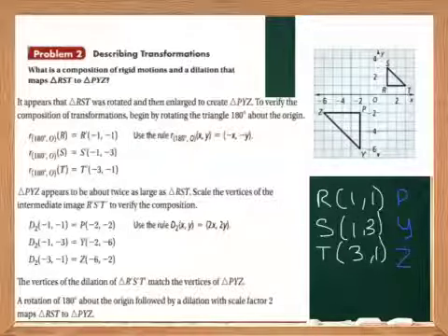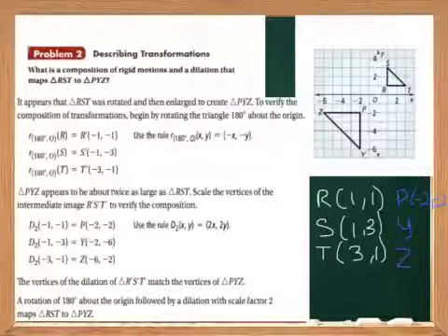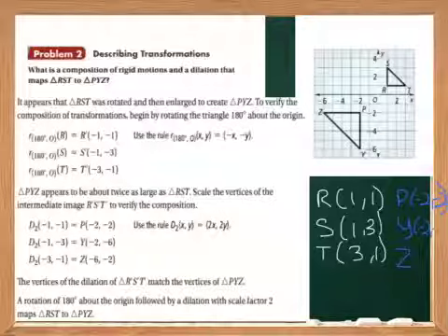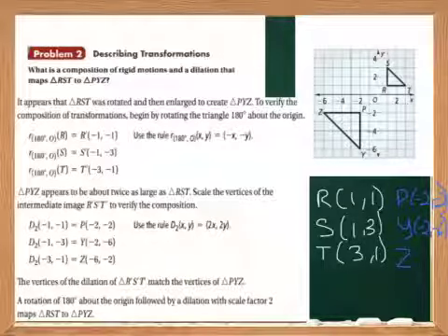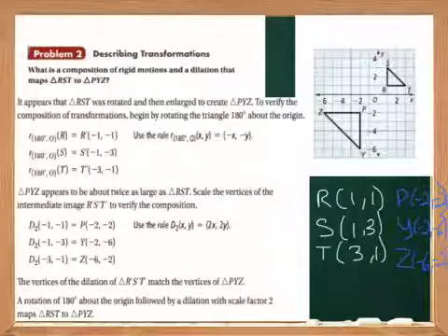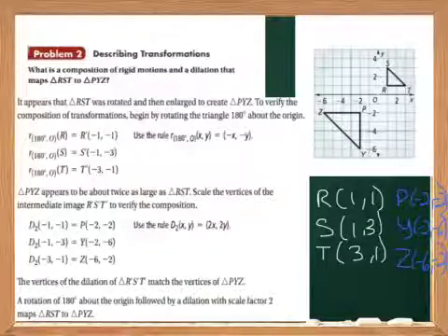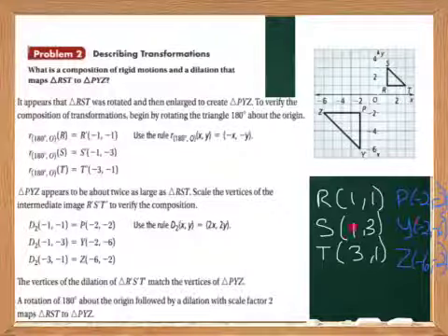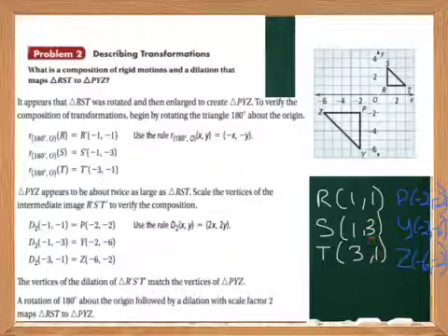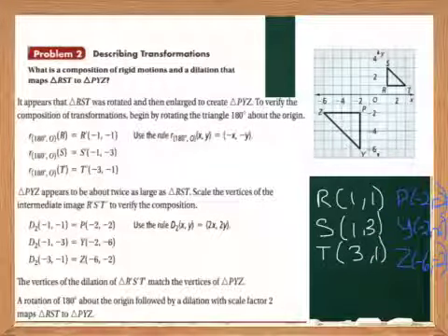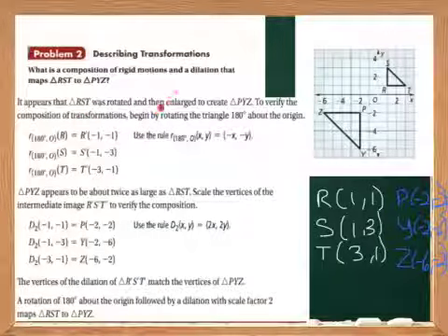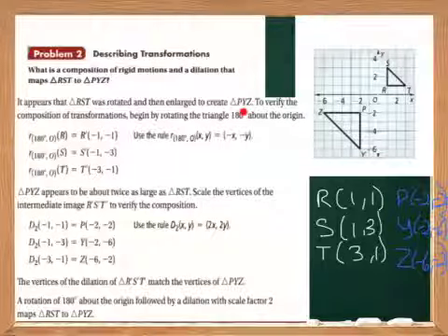Well, P is negative 2, negative 2. Y is negative 2, negative 6. And Z is negative 6, negative 2. Well, we can see already that we multiplied by 2. That's what's happening here. But what else is happening that's changing these values? Well, it appears that triangle RST was rotated and then enlarged to create triangle PYZ.